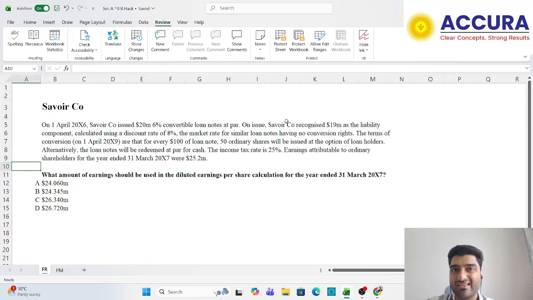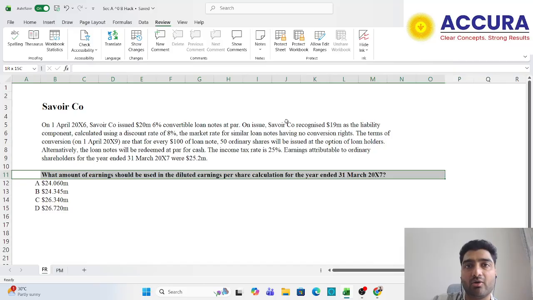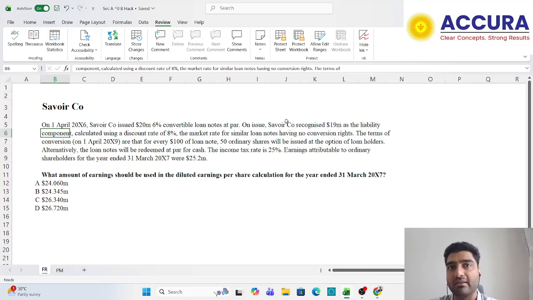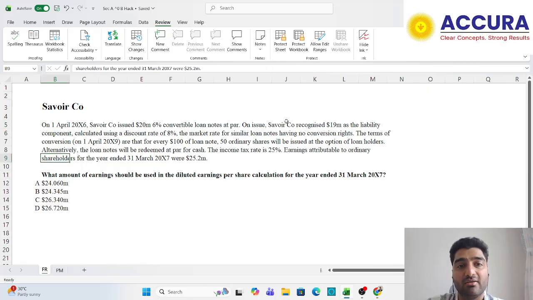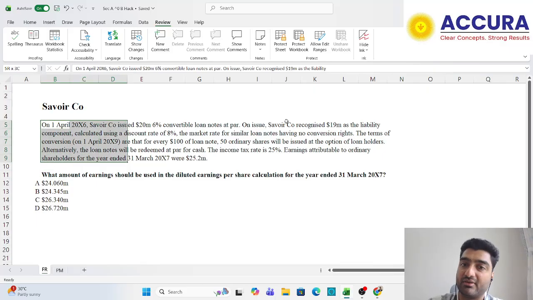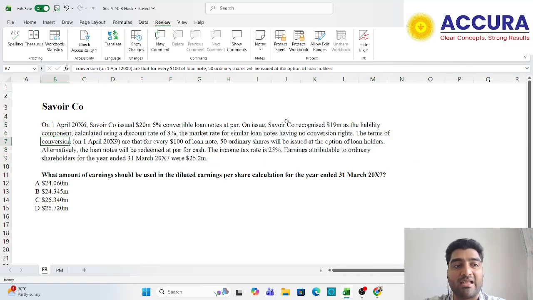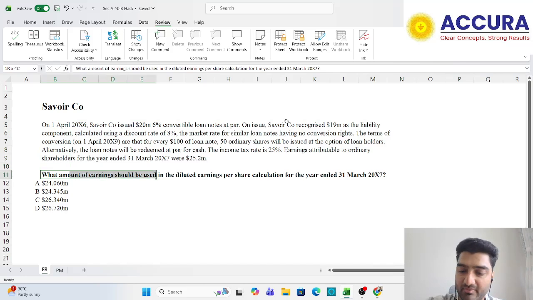Whenever you approach any exam question, always read the requirement part first, and then the main case scenario. The reason is there is a lot of information that won't be helpful or useful to us. It is given just to confuse us. So we first understand the requirement part.